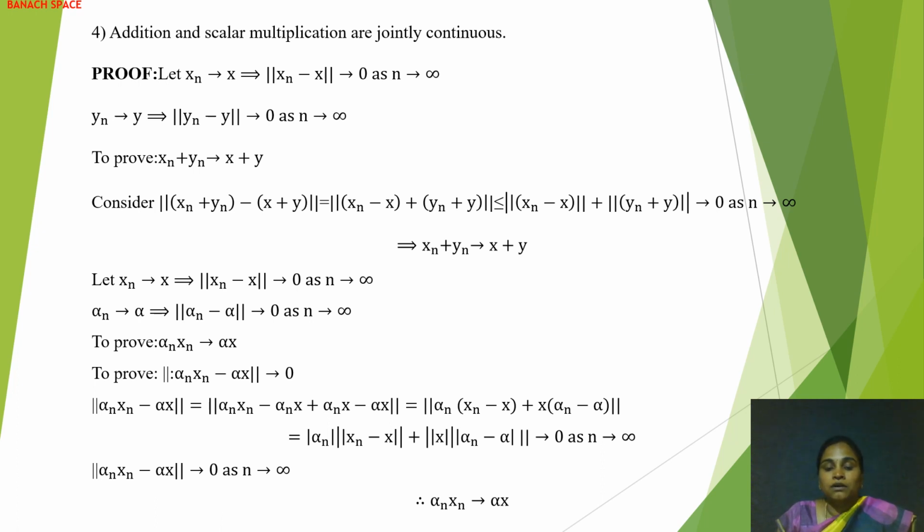So which is equal to norm alpha n into xn minus x plus x into alpha n minus alpha. And alpha n can be taken outside because it is a scalar. Modulus of alpha n into norm xn minus x plus modulus of alpha n minus alpha into norm x, which tends to 0 as n tends to infinity. So which implies that norm of alpha n xn minus alpha x tends to 0 as n tends to infinity. So from this we can conclude alpha n xn tends to alpha x.